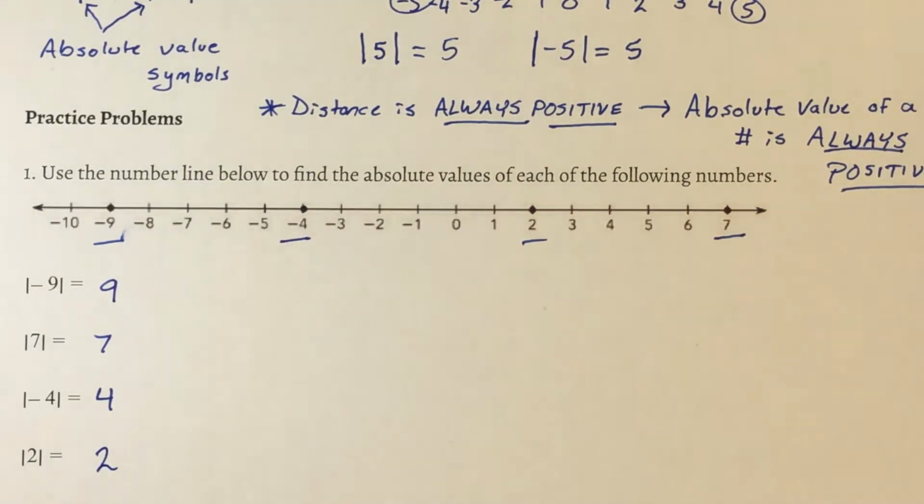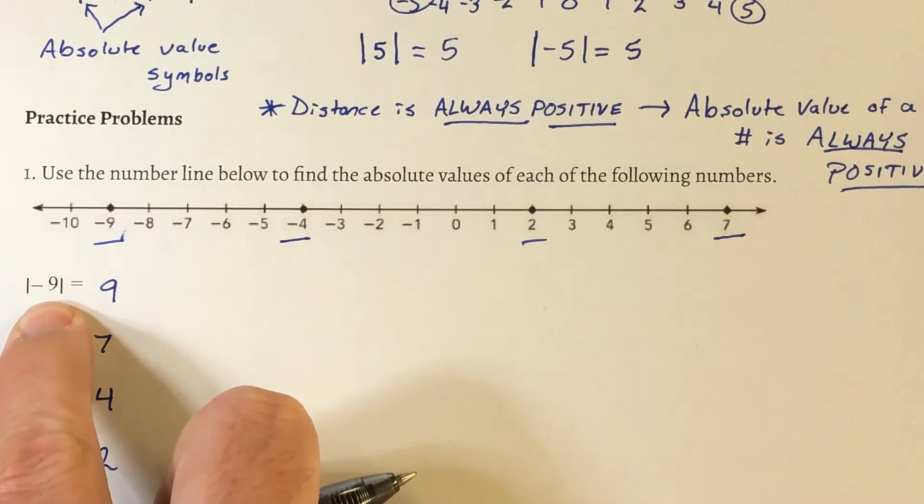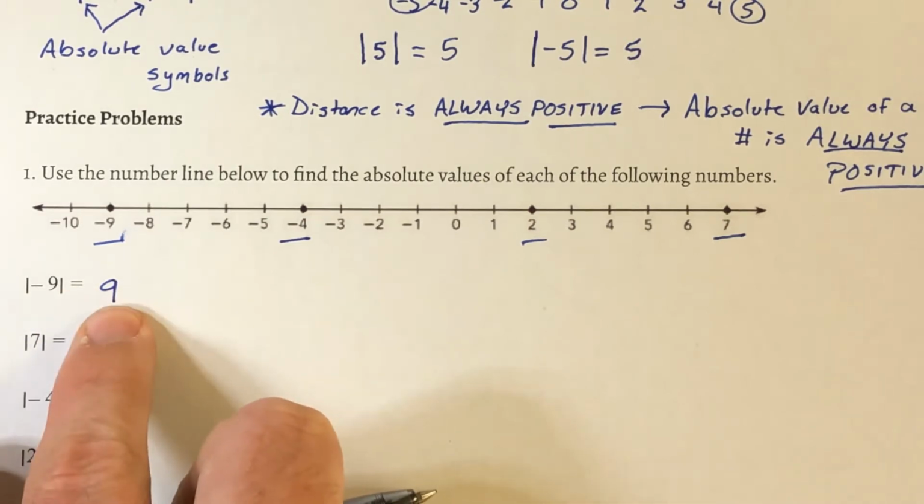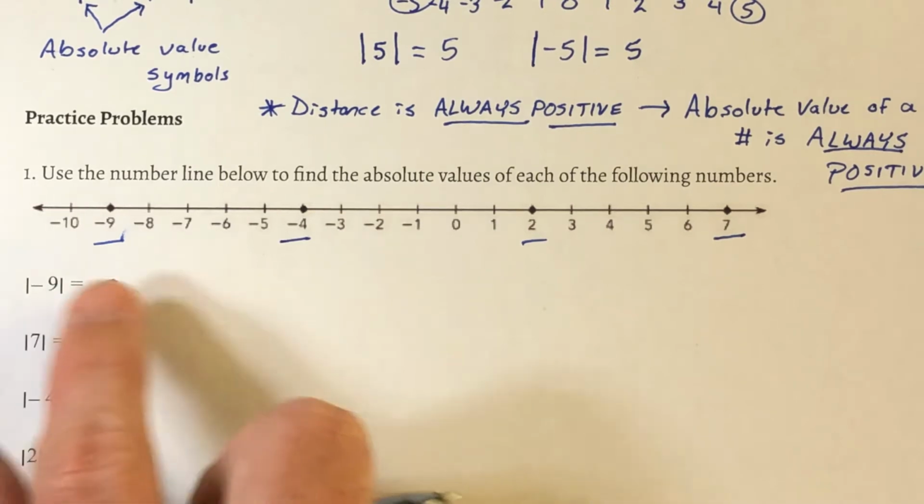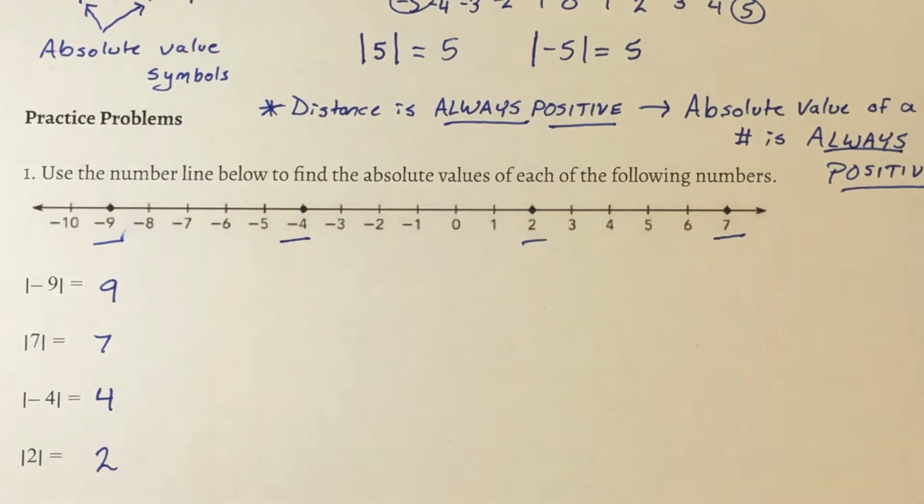So you'll notice that essentially, when you're finding absolute value of a number, all you have to do is rewrite the number. It's going to be that far away, but be sure that that number is always positive because distance is always positive and not negative.